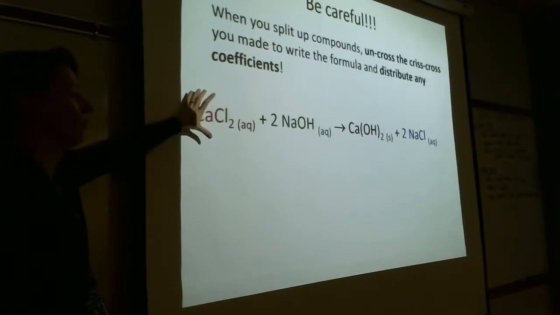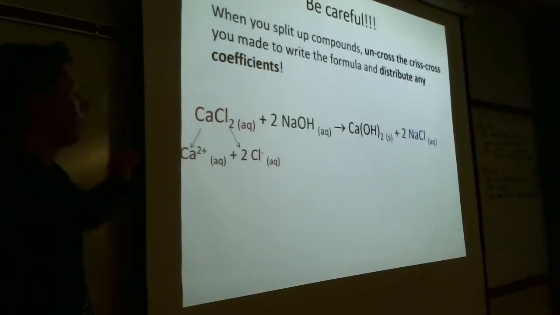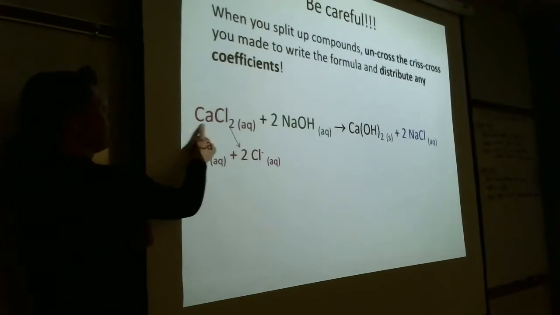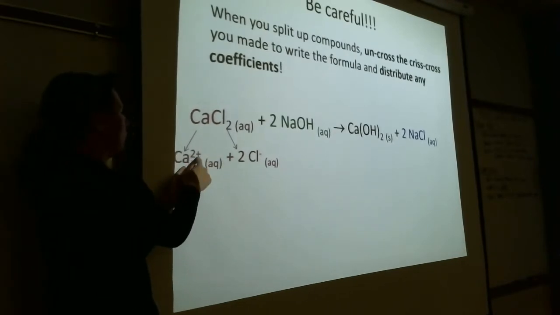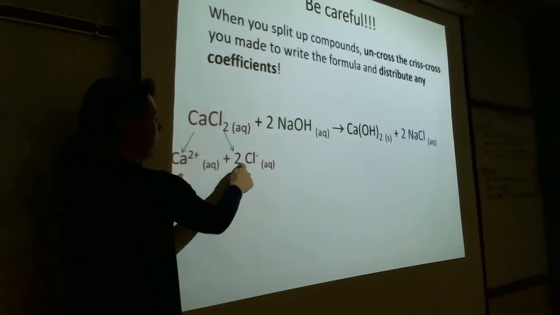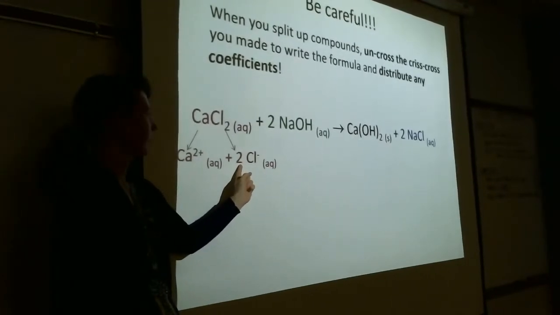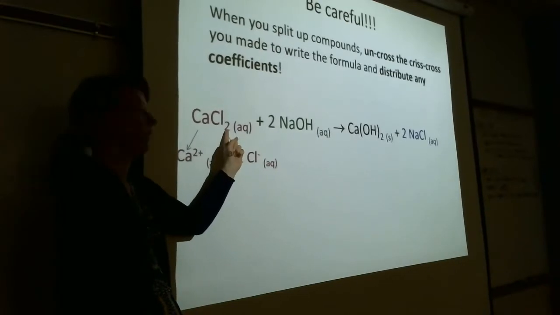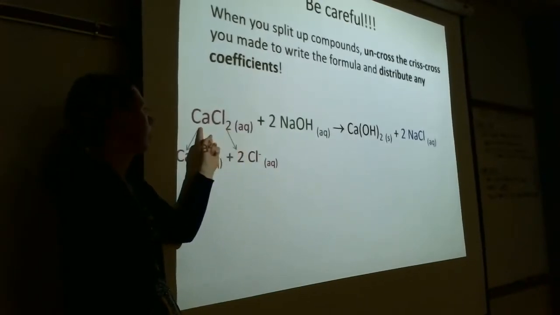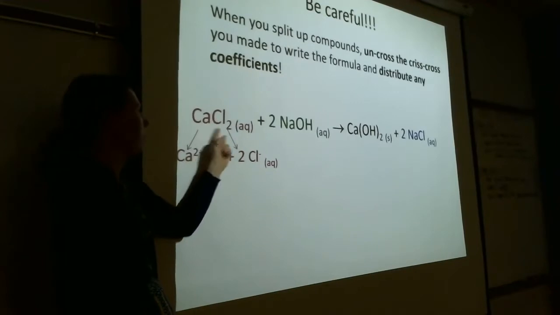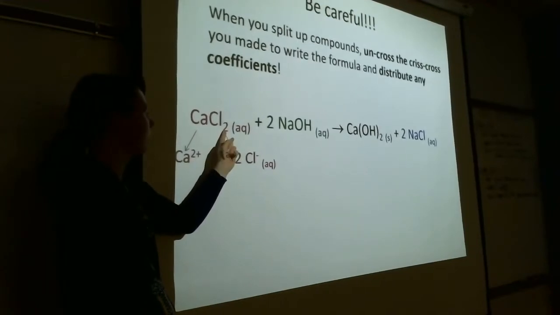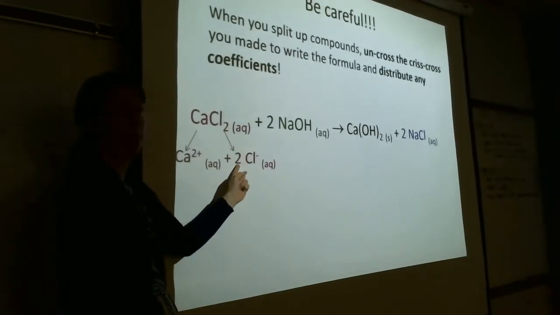Okay, so let's walk through how we would do this. Look at this. The CaCl2 splits up into Ca2+ plus 2 Cl−. Why is there a 2 right here? The subscript is 2, right? There are 2 chlorides for every 1 calcium ion. So if that subscript is here, it comes out as a coefficient.